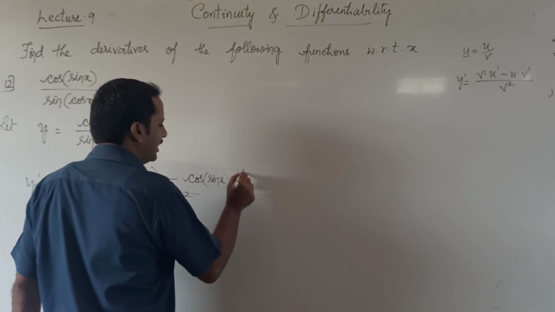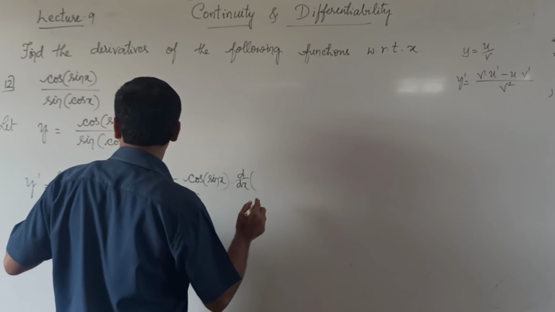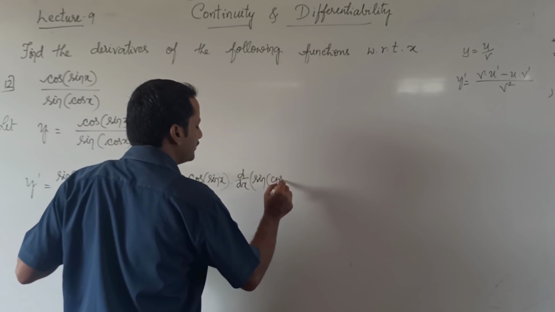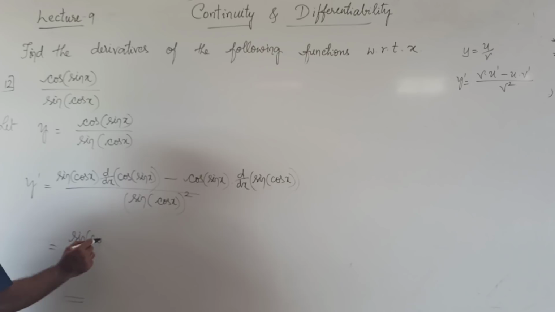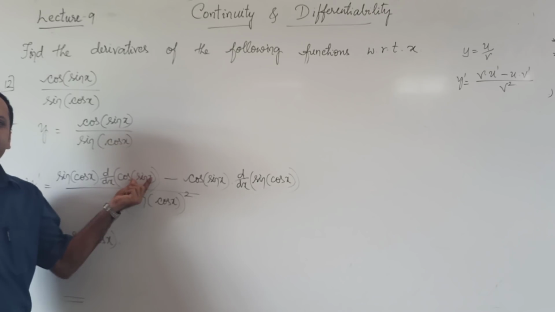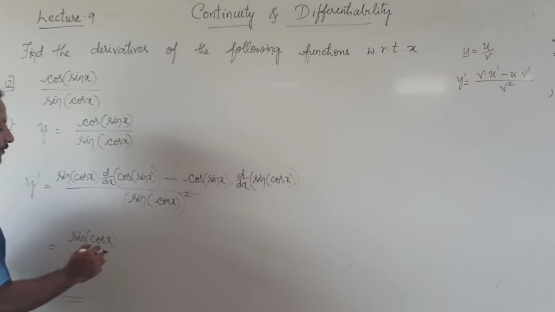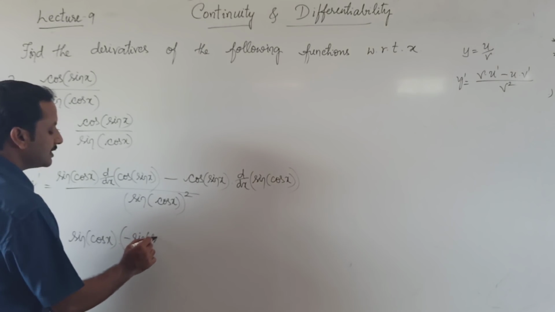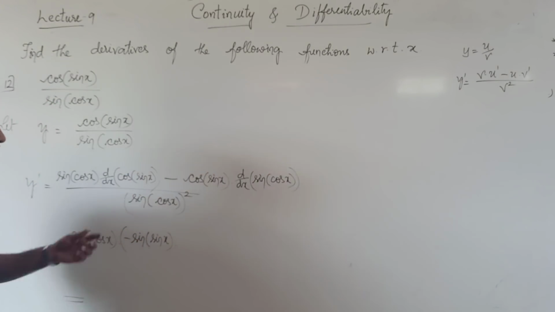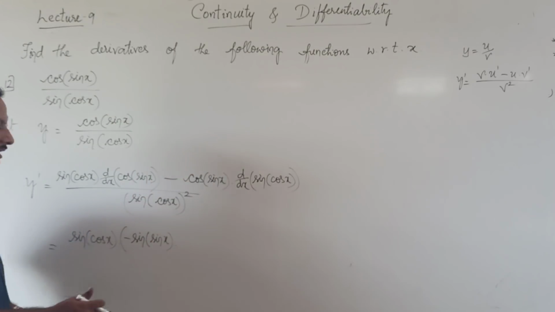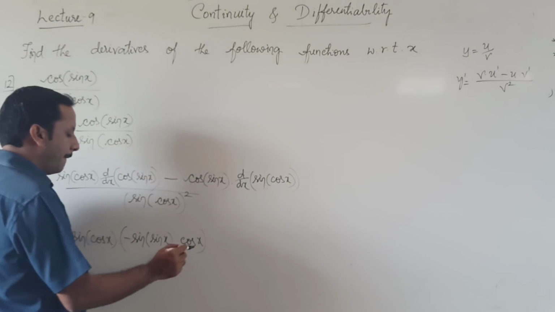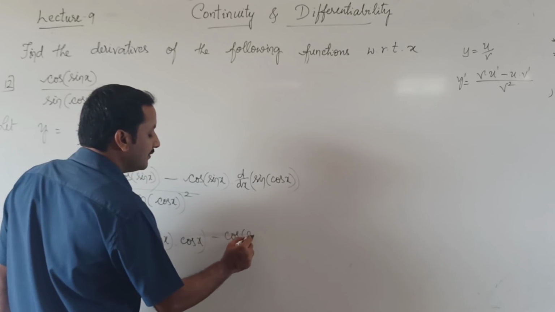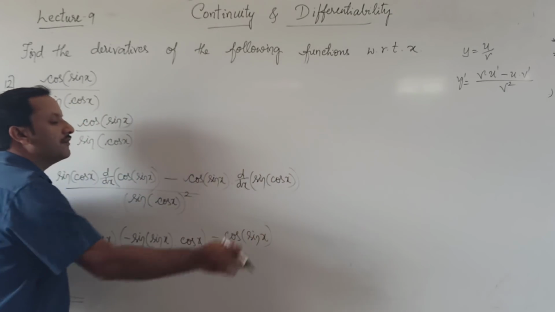Derivative of the denominator, that is d by dx of, what is the denominator? sin cos x. That is equal to sin cos x into the derivative of cos sin x. It's of the form cos x. The derivative of cos x is minus sin x. So the derivative of cos sin x will be minus sin x into the derivative of sin x. Now I will directly write. I hope you can understand. Into the derivative of sin x, which is cos x, minus cos sin x into the derivative of sin cos x.